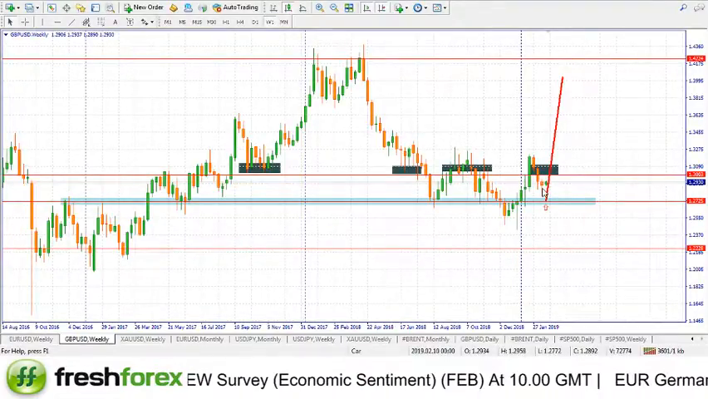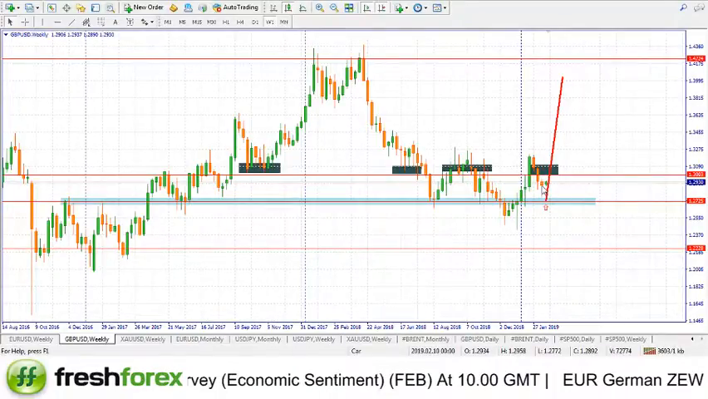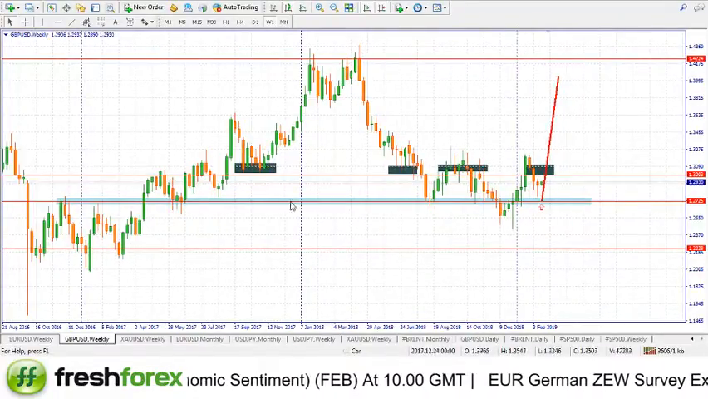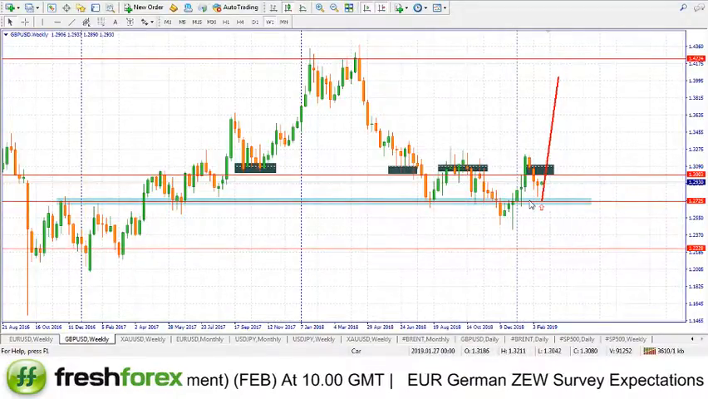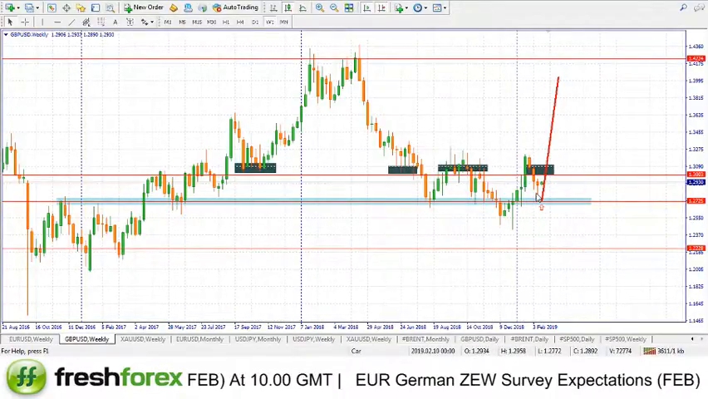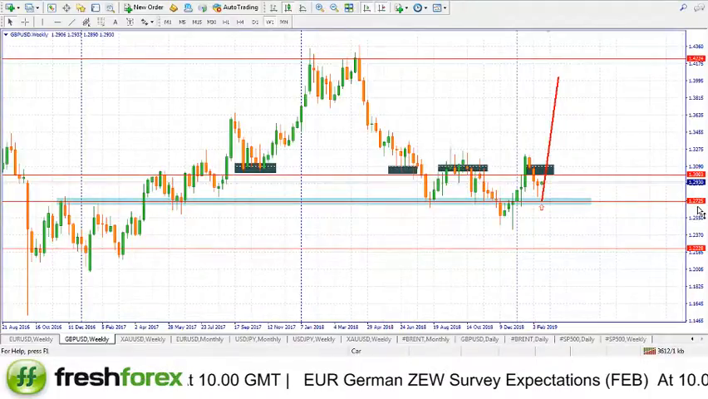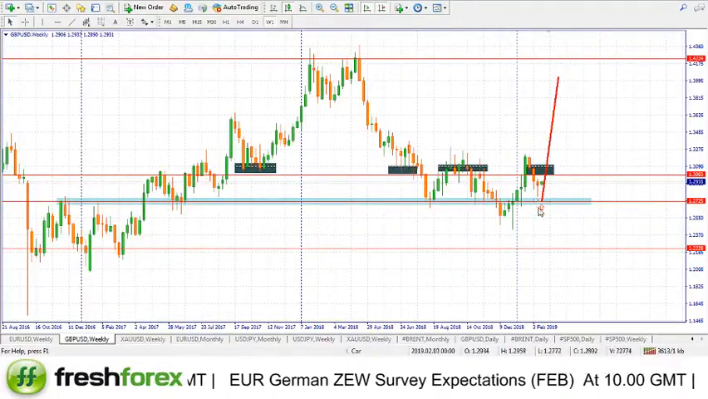We want, if there's a pin bar like this, it has to be either closing or opening around here. That is the correct place to look for a buy from, because from the monthly point of view, 1.2725 is a key support and therefore a very good place to buy from.